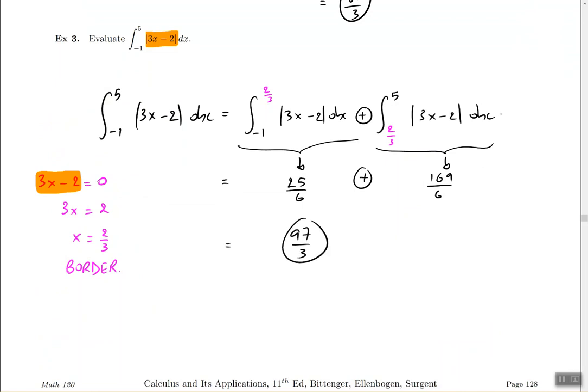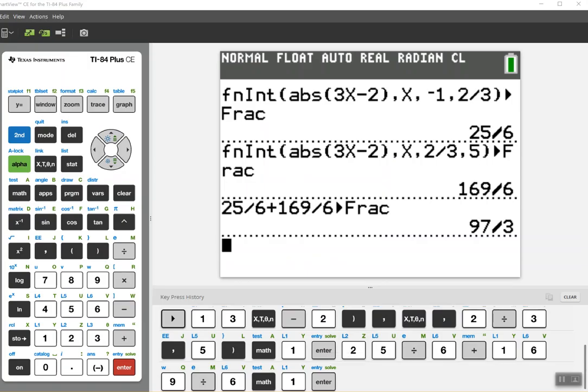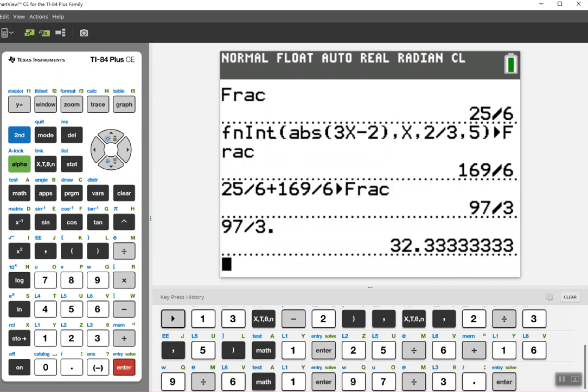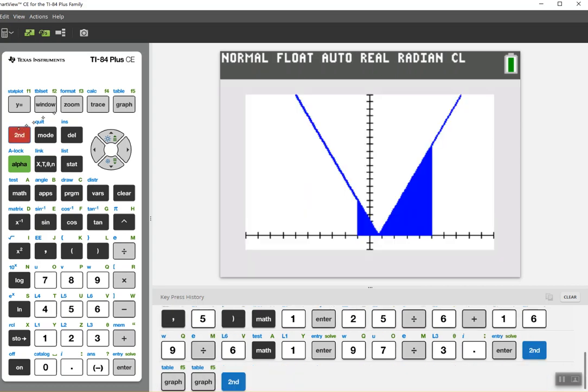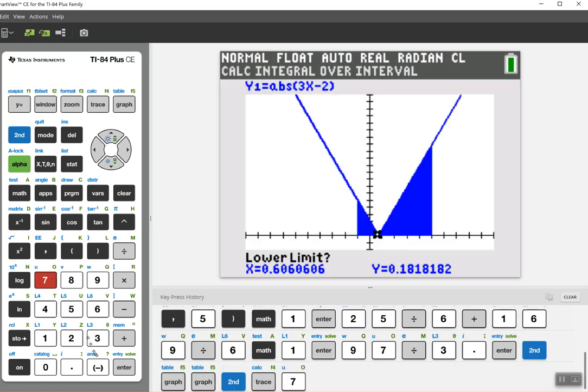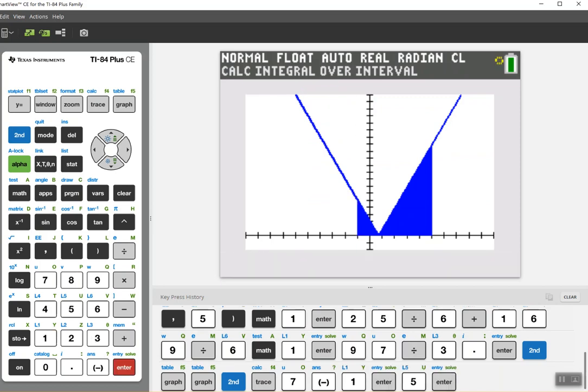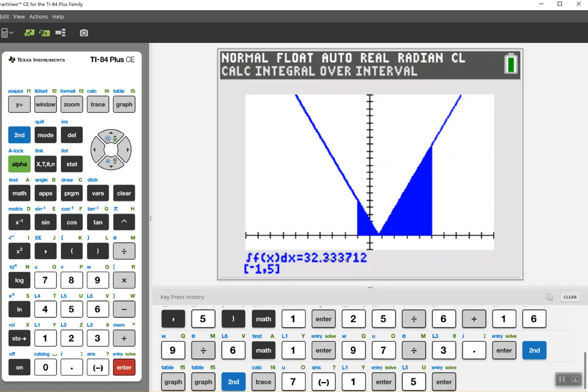And, you know, just for kicks and giggles, let's see what that looks like as a decimal. So what is 97 divided by 3 as a decimal? It's 32.333, which is exactly what we saw on the graph when we were doing the graph with option number 7. That was the same exact number.